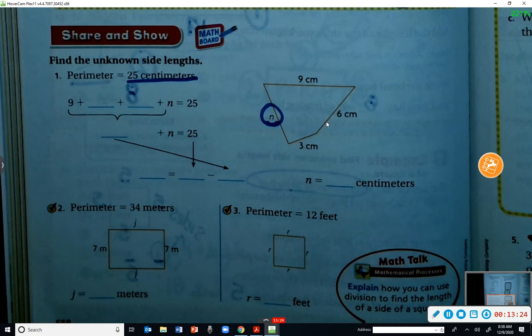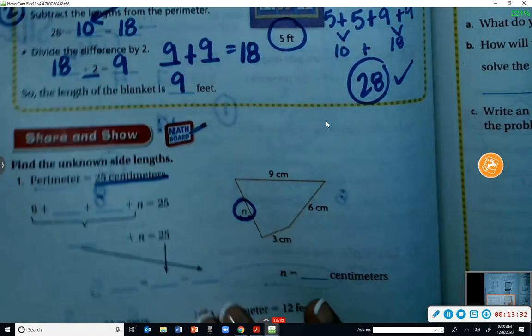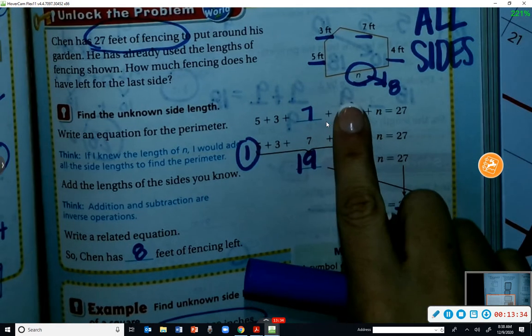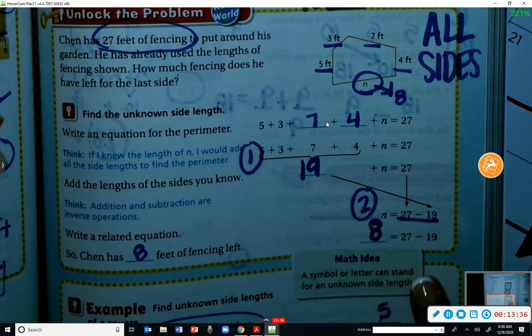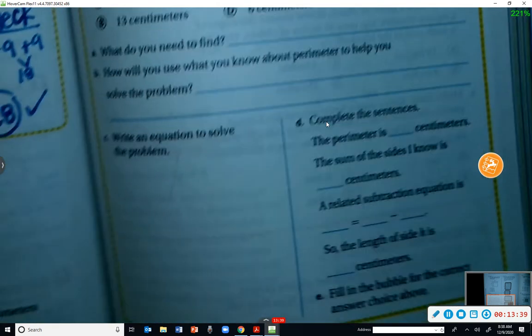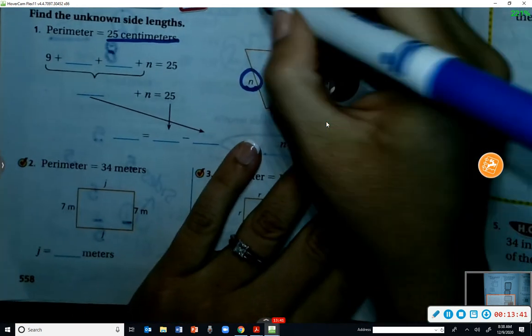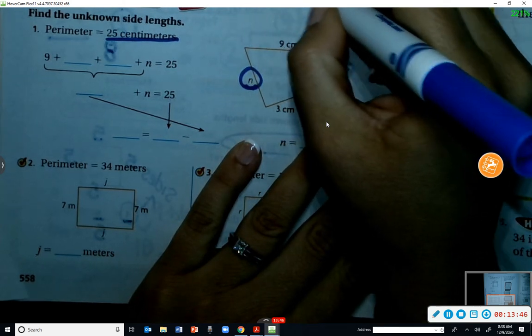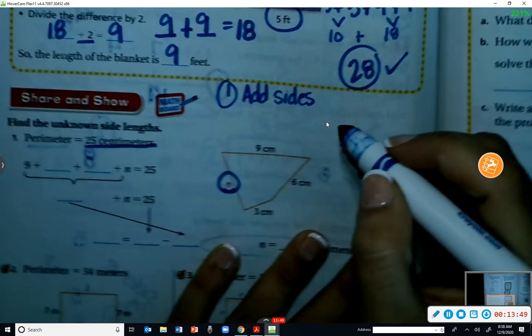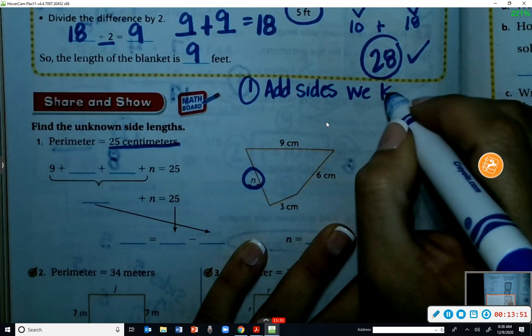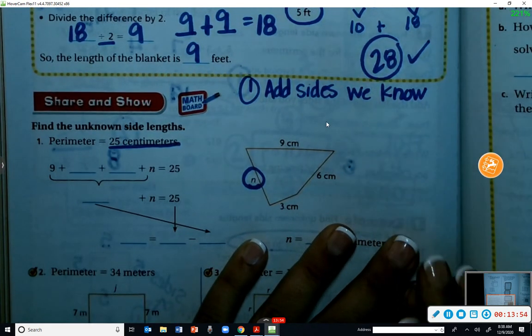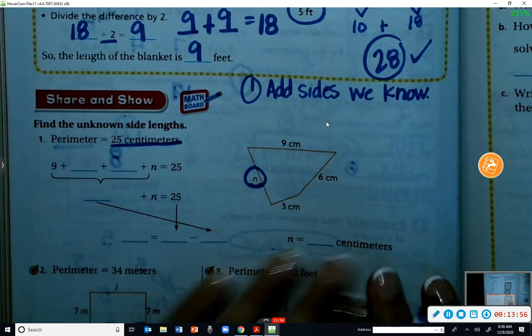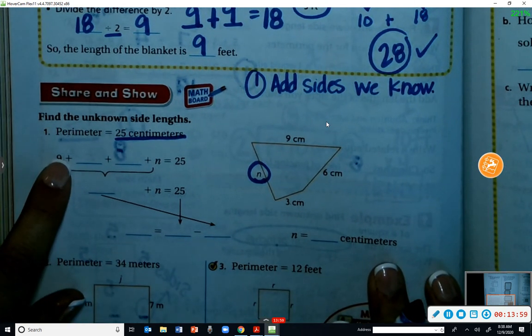I can't hear you. You forgot what you were going to say. Who can help her out? If you need to look back, see what we did first. What did we do first here? Aaliyah? Add the parts we know. So if you need to write a little reminder, step 1, add sides we know. Step 1.